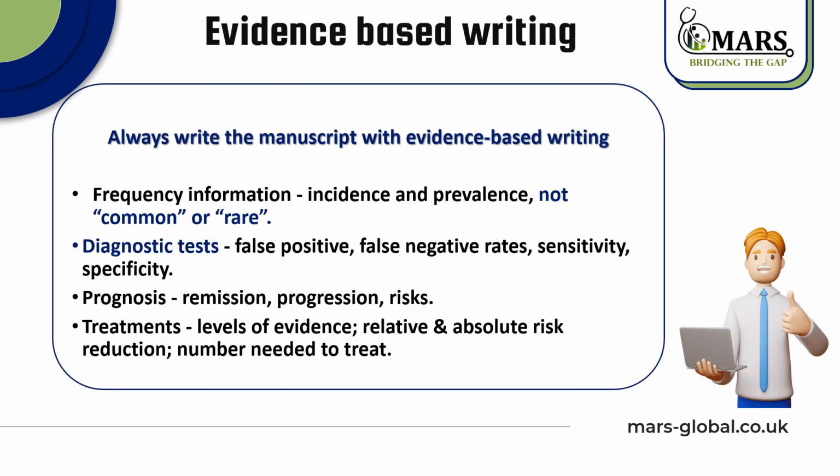So, when we're writing a scientific manuscript, it's important that we write based on evidence. For example, if we're writing frequency information, we should use terms like incidence and prevalence, not common or rare. Similarly, for diagnostic tests, we can use false positive and false negative rates, sensitivity, and specificity. For prognosis, we can use terms like remission, progression, and risks. And for treatments, we can use levels of evidence, relative and absolute risk reduction, and number needed to treat.